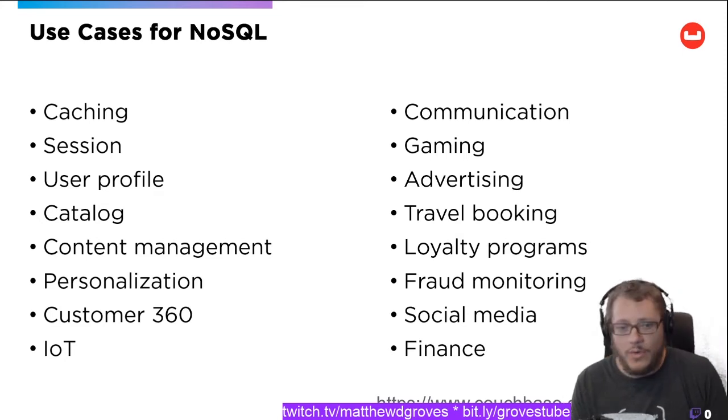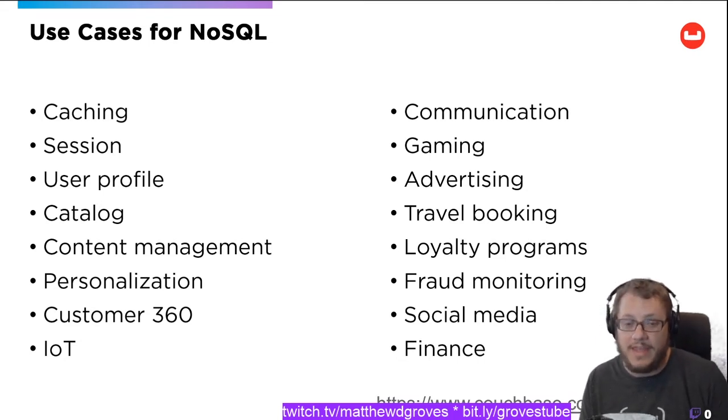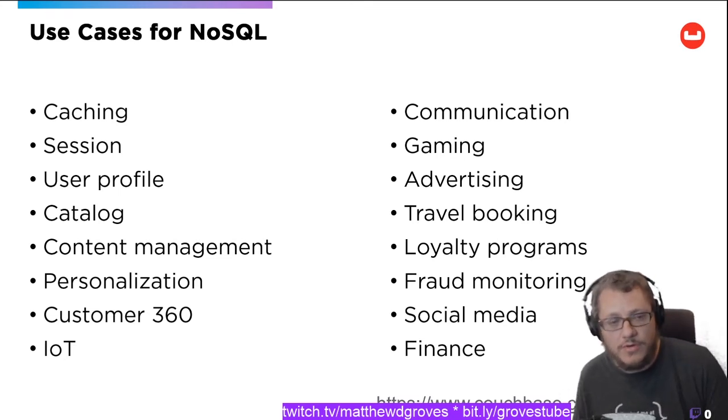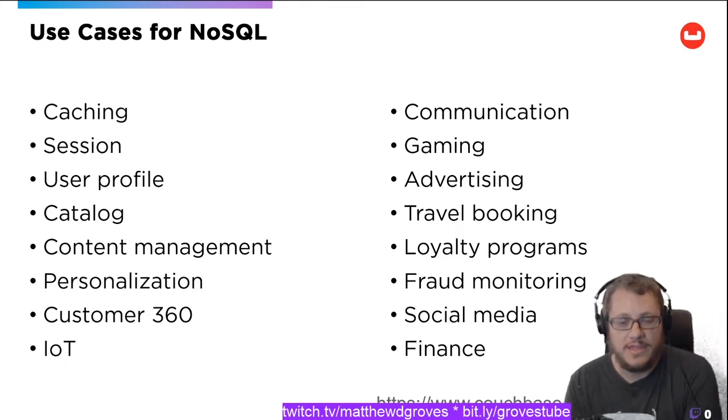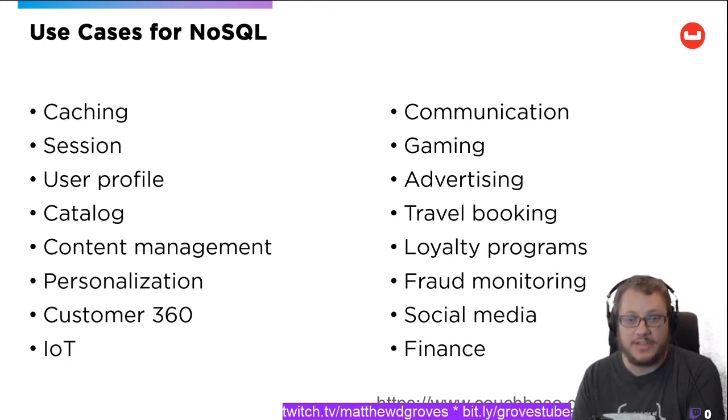So NoSQL isn't always the right choice for every use case or every organization, but it's not necessarily as limited as you may think. So these are some examples of use cases that are only from the Couchbase customer list. They've chosen to share use cases with us. And as you can see, sort of caching, session, even user profile, catalog, and content management, those are use cases where the distributed nature of Couchbase, the built-in caching nature of Couchbase, and the flexibility of JSON really, really shine. And IoT as well. Customer 360, similar sort of data ingestion use cases there.